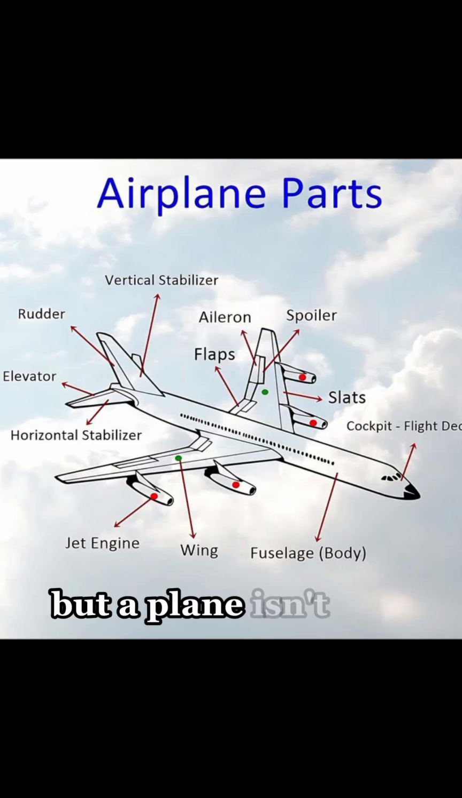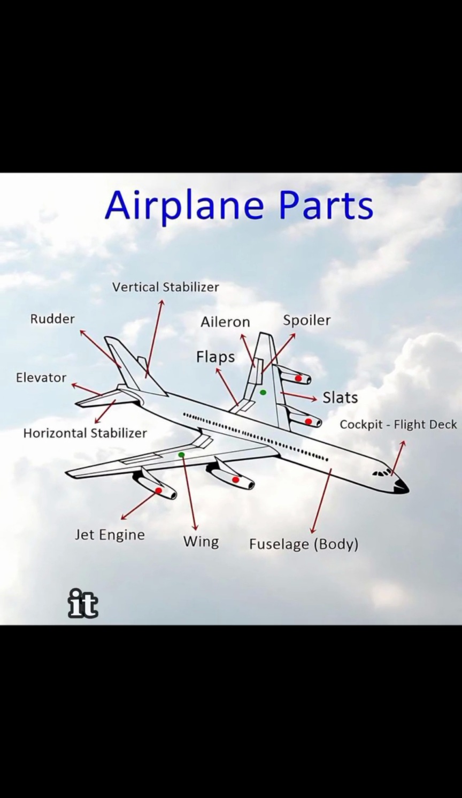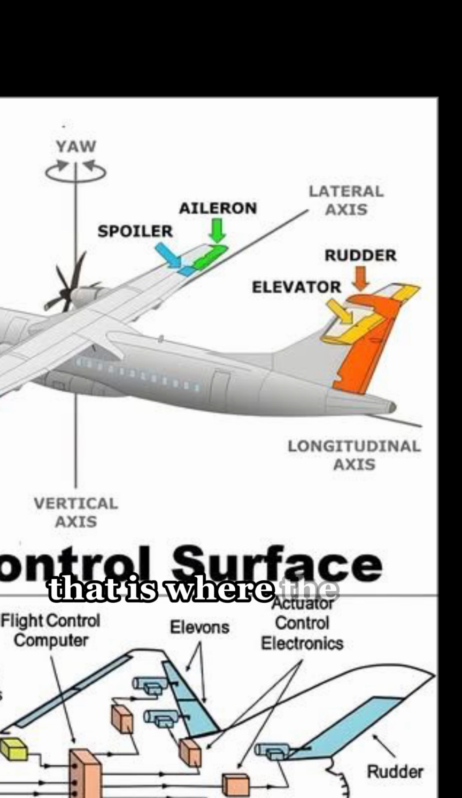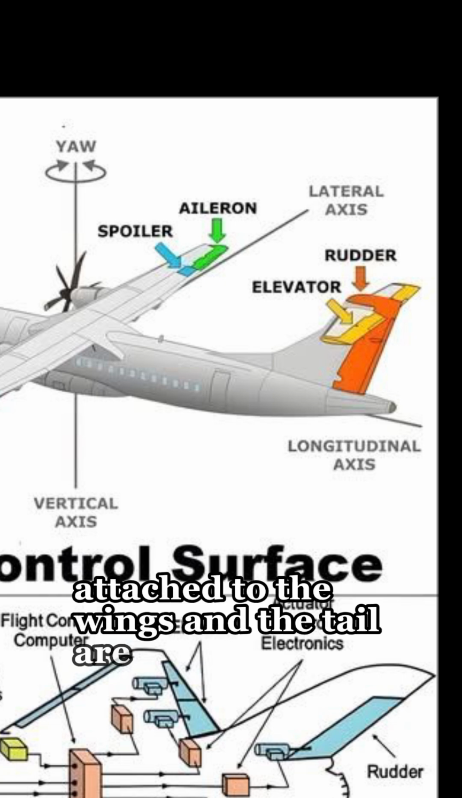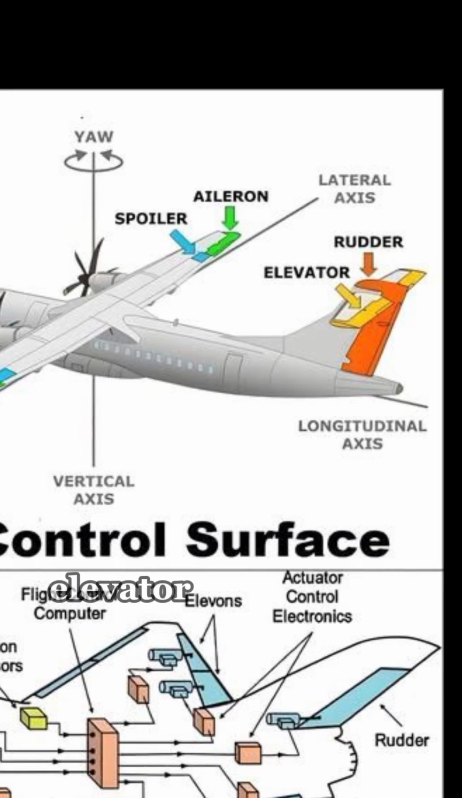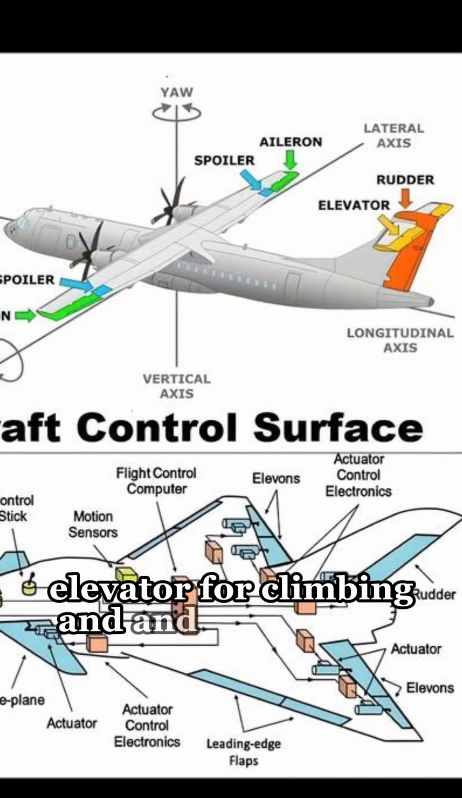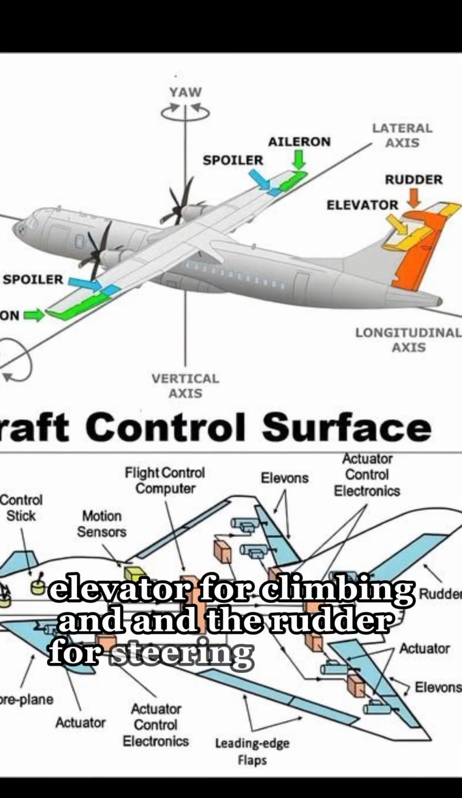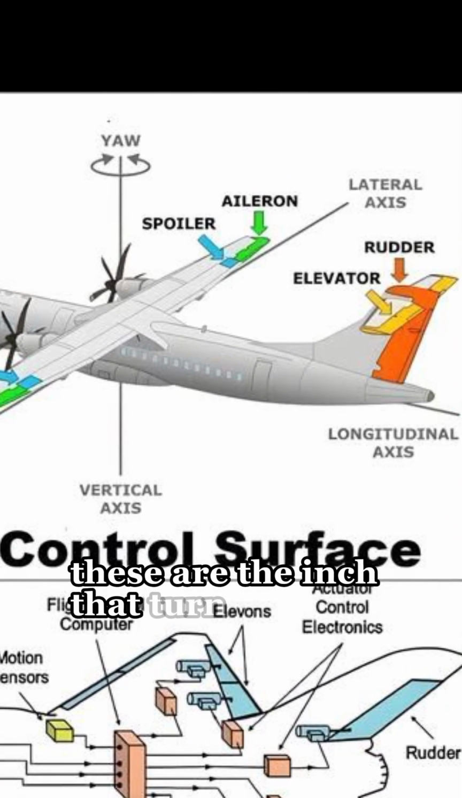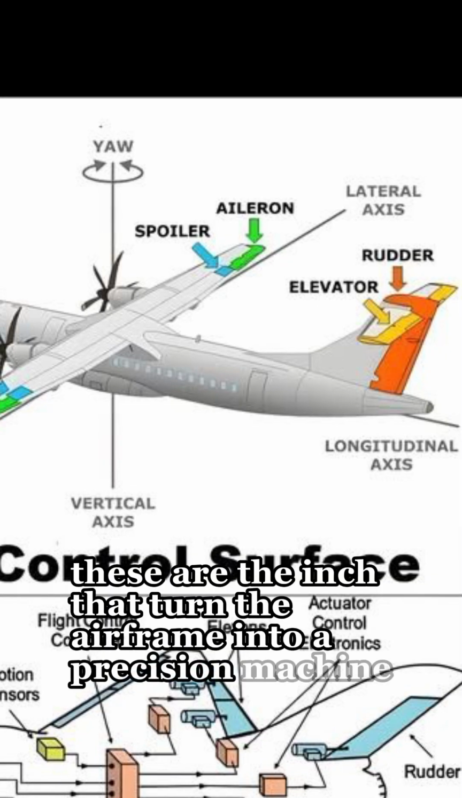But a plane isn't just a kite. It needs to turn, climb, and descend. That is where the control surfaces come in. Attached to the wings and the tail are movable parts: ailerons for banking, elevator for climbing, and the rudder for steering on the ground and in the air. These are the hinges that turn the airframe into a precision machine.